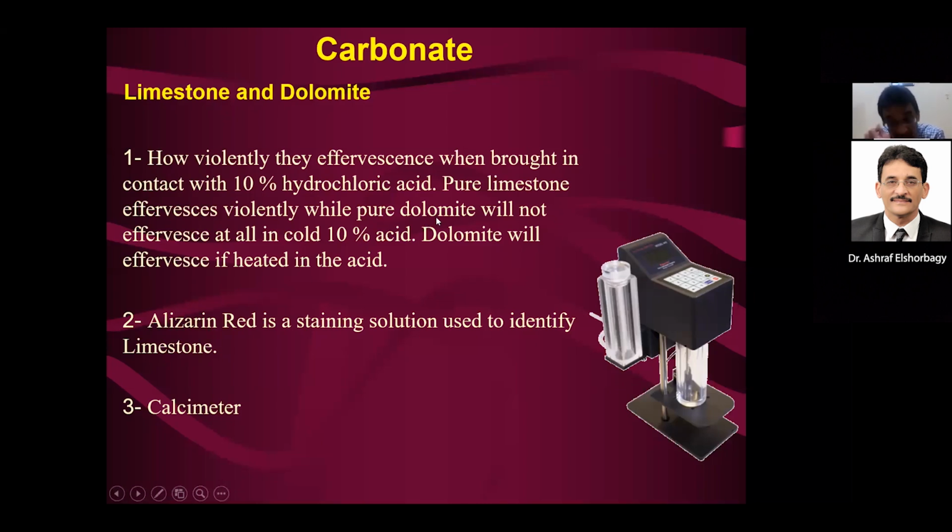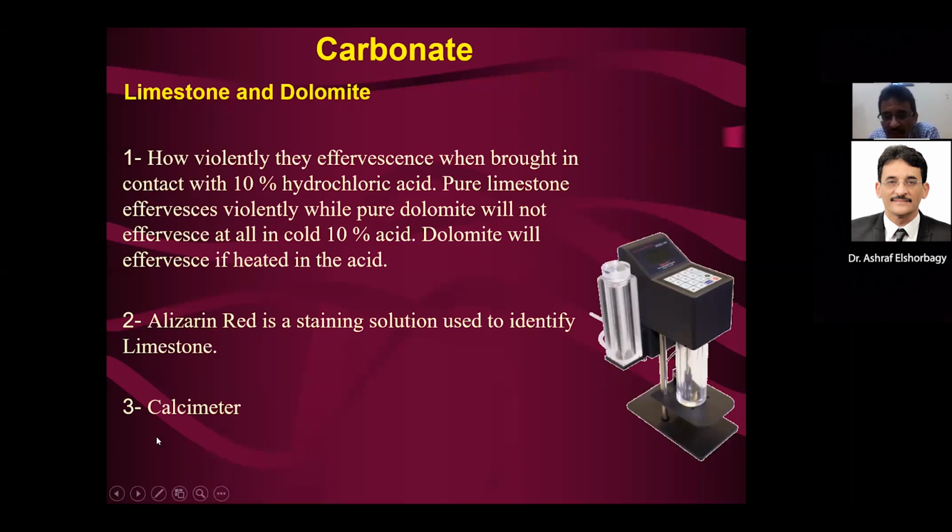The second one, we can differentiate between limestone and dolomite using alizarin red. Alizarin red is a chemical, as I mentioned before. When we add it to the limestone, it will give a red color, and so we can identify the limestone. The last one, to differentiate between limestone and dolomite, is an equipment.